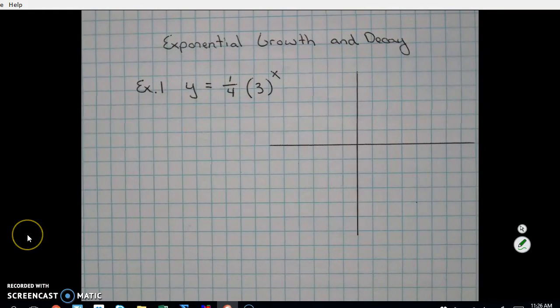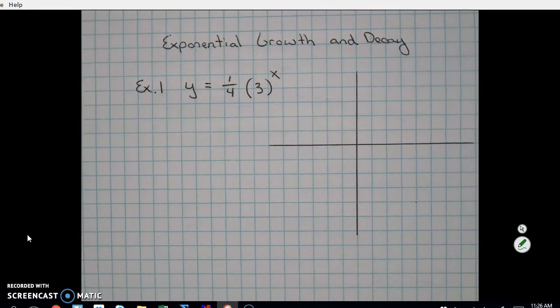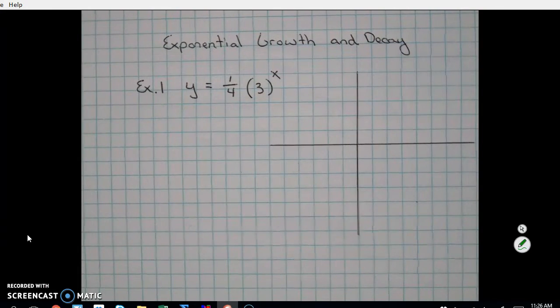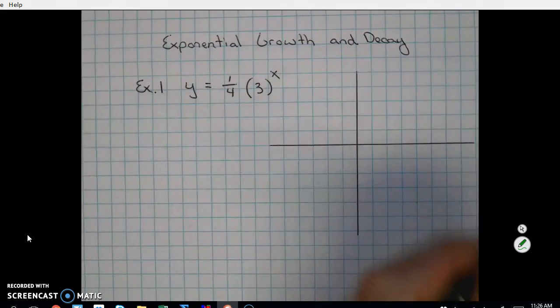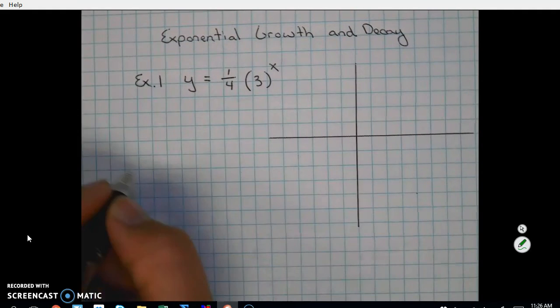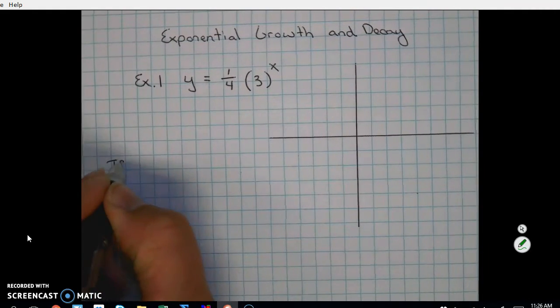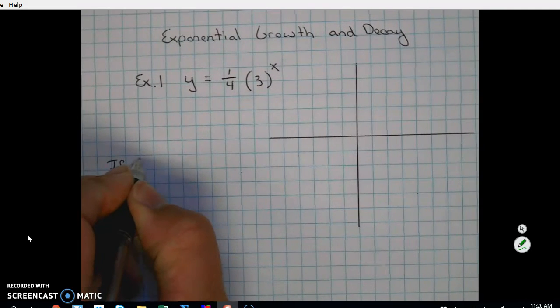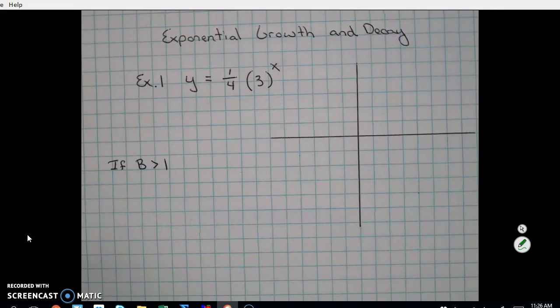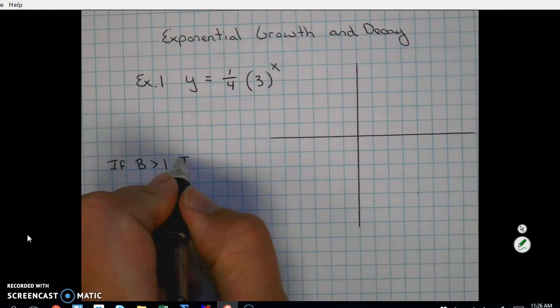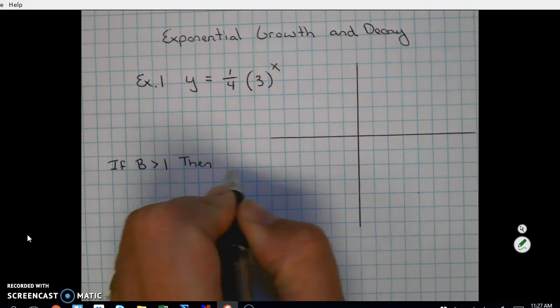Okay, in this video we're going to look at exponential growth and decay. So for exponential growth and decay, we look at the base. Okay, so if the base is greater than 1, then we have a growth.